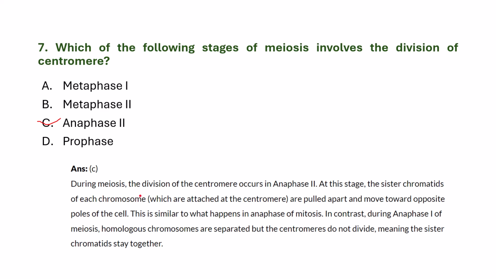So during meiosis, the division of the centromere occurs in anaphase 2. At this stage, the sister chromatids of each chromosome are pulled apart and move towards the opposite pole of the cell. So this is similar to what happens in anaphase of mitosis. In contrast, during anaphase 1 of meiosis, homologous chromosomes are separated but the centromere does not divide. So the sister chromatids stay together and divide in anaphase 2. Okay.